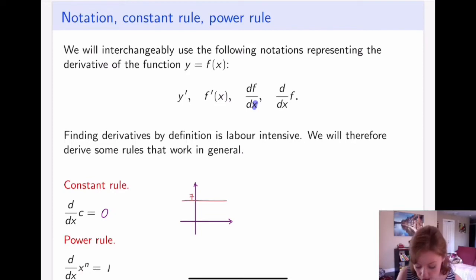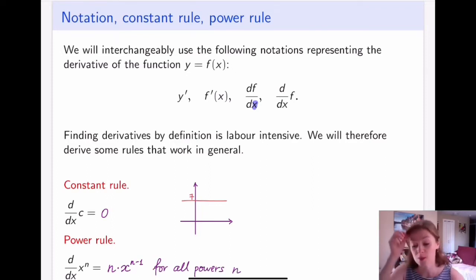So the rule is that the power actually comes down to the front and gets reduced by 1. And this is true for all powers n. And it's truly true. This is the best rule because it's true for all powers n. N can be integers, n can be fractional powers, n can be negative. No matter what power I have here, the derivative of it can be taken using the power rule. The power rule is really powerful.